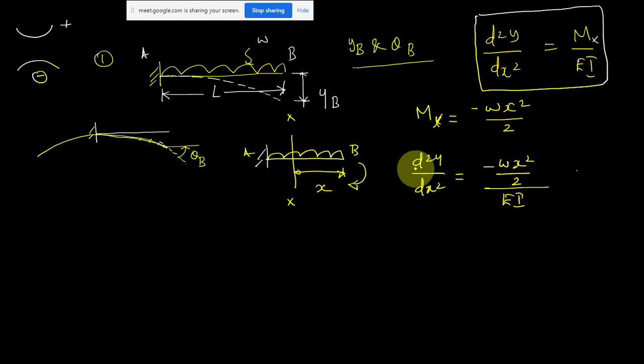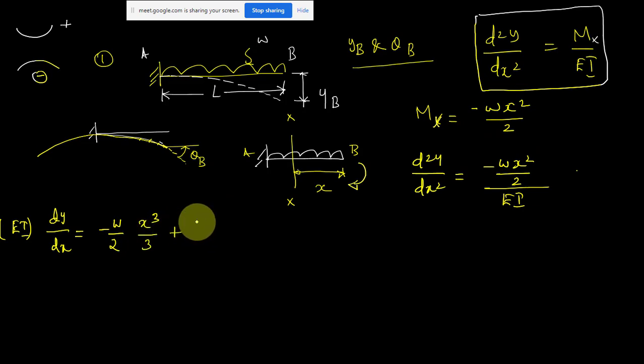So now to solve for y, you have to do the integration 2 times, because my starting equation is a second degree equation. So I have to do the integration 2 times to get the deflection. If you do the first integration, this problem is simple, so EI dy/dx is equal to minus w/2, the x square will become x cube by 3, plus a constant of integration.